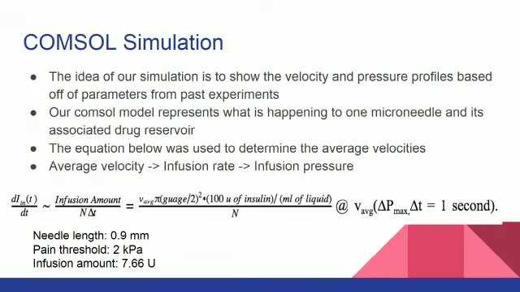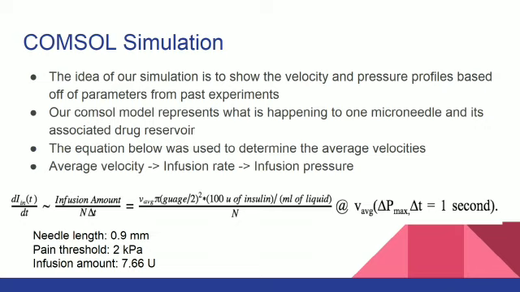The idea of our simulation is to show the velocity and pressure profiles based off of parameters from past experiments. Our COMSOL model represents what is happening in one microneedle and its associated drug reservoir. The equation below was used to determine the average velocities. From average velocity, we were able to find infusion rate, from which we were then able to find infusion pressure.